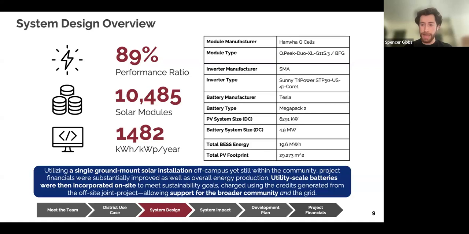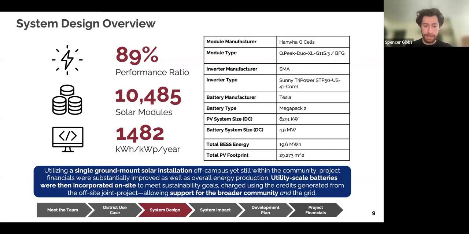Our inverter manufacturer is SMA. For our battery manufacturer, we went with Tesla Megapack. We did this because in order to meet the Connecticut Energy Storage Solutions program requirements, there's a listed set of batteries that are accepted to be able to receive those credits, and Tesla is the main one that would be able to meet our size requirements. For the PV system size, DC, we have 6,291 kilowatts. Battery system size is 4.9 megawatts. And then our total PV footprint is 29,273 meters squared.